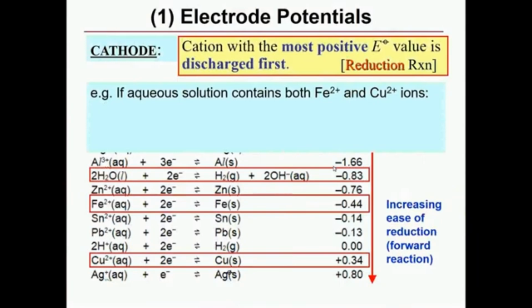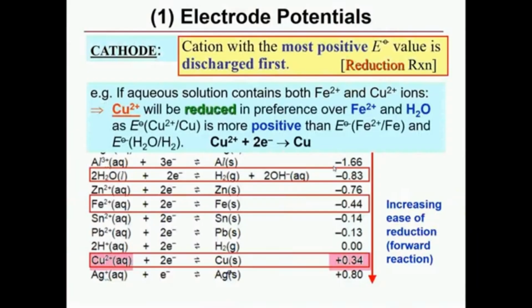From the E0 values, the cation with the most positive E0 value will be discharged first, and from the list, copper(II) will be the one that will be discharged in preference to iron(II) and water. So the reaction would therefore be copper(II) reduced to copper.